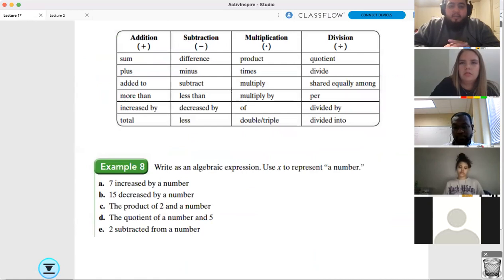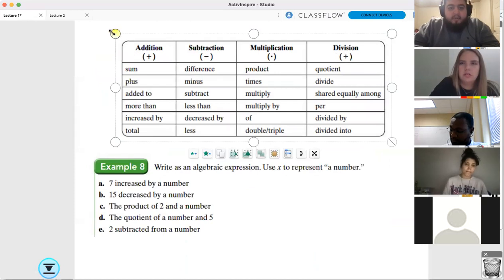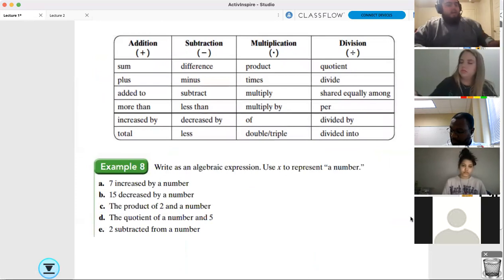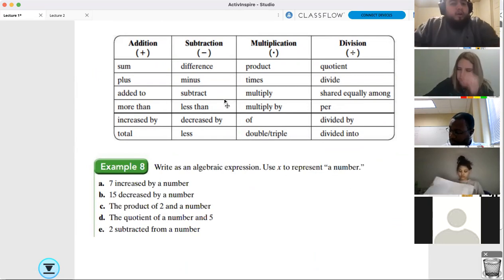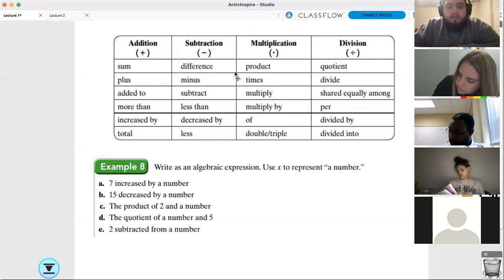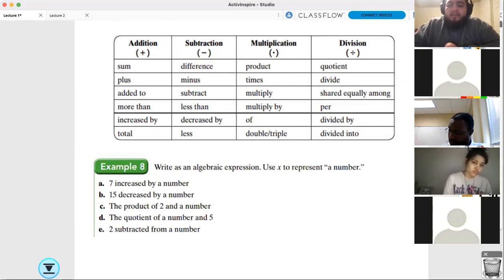Now, this is going to take a good minute. So your job is to write down this chart into your notebook, guys. This is going to be one of your biggest tools this lesson, this chapter. I'm going to give you about 5 minutes for this whole slide to write the chart up. So these words correlate with the operation, okay? So if you see the word sum, it's addition. If you see added to, addition, minus, subtraction, double, multiplication, share equally among, division.